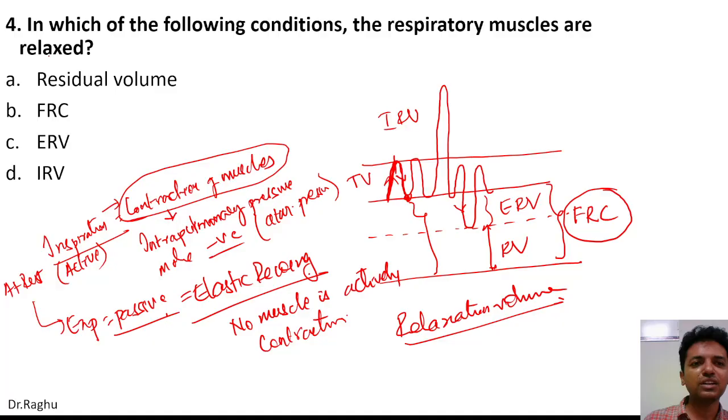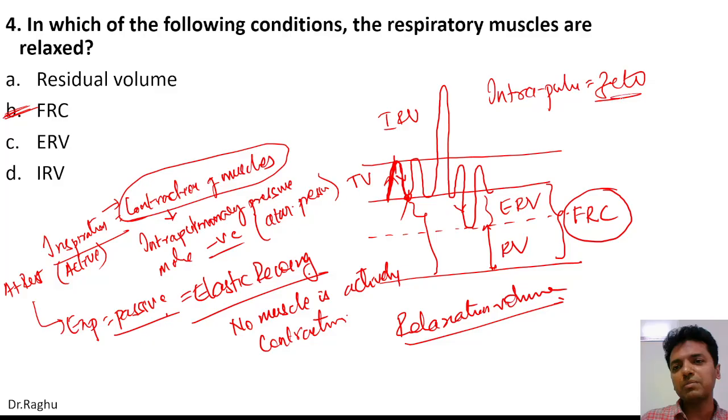So the answer to this question, in which of the following conditions the respiratory muscles are relaxed? A better question would have been, in which of the following lung volumes are the respiratory muscles relaxed. The lung volume at which the respiratory muscles are relaxed is the functional residual capacity. One more thing I would like to tell you is that this is the point at which the intrapulmonary pressure is zero. That means the intrapulmonary pressure is equivalent to the atmospheric pressure. So this is the point wherein inspiration is not occurring and expiration has already occurred.